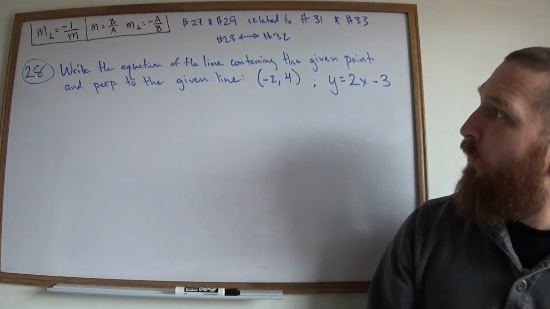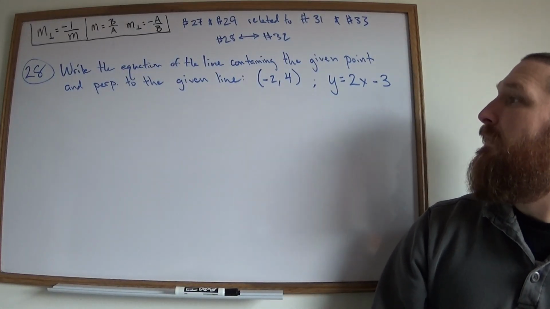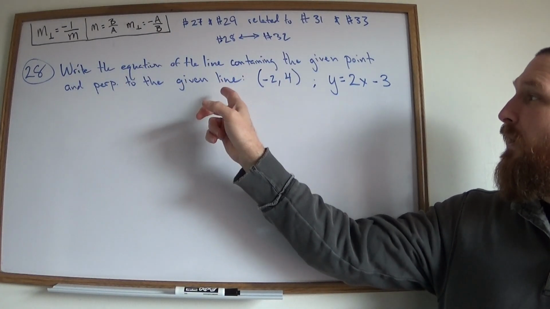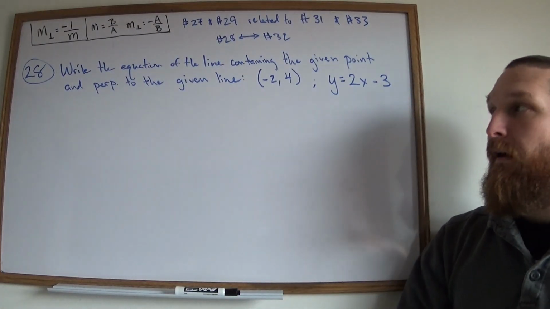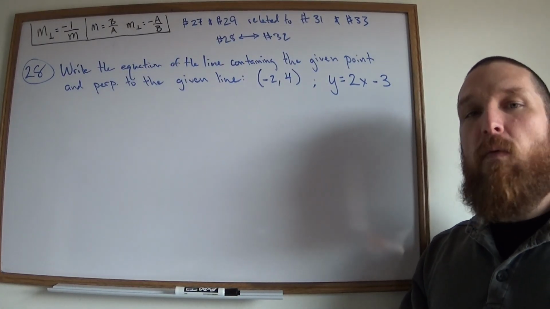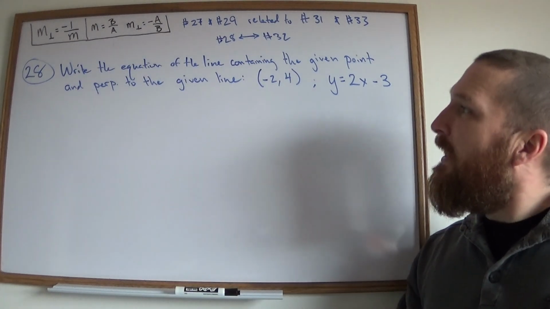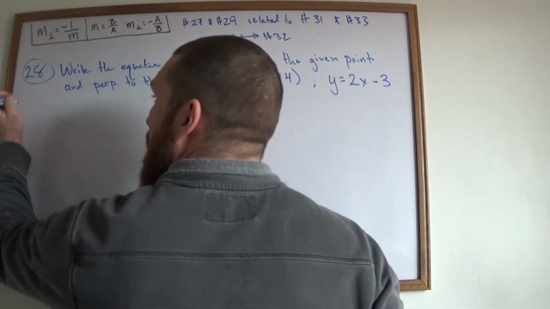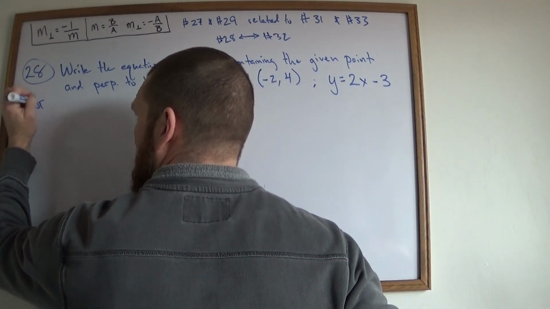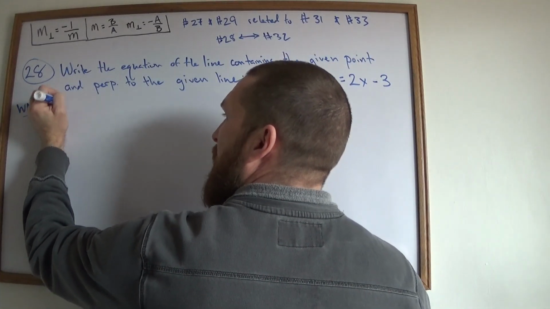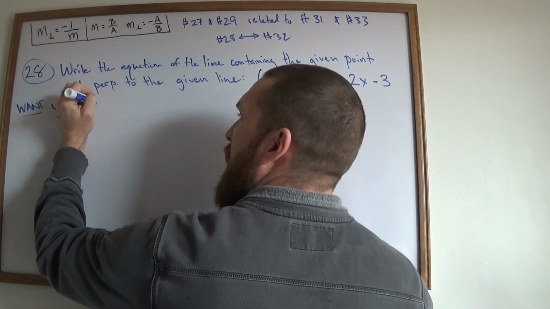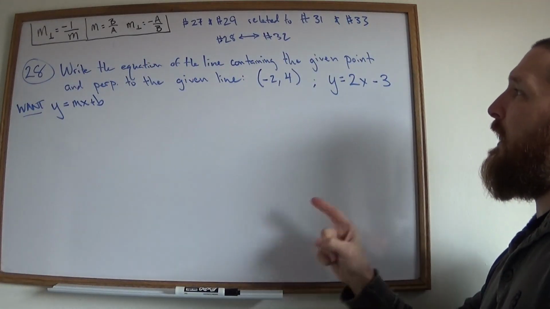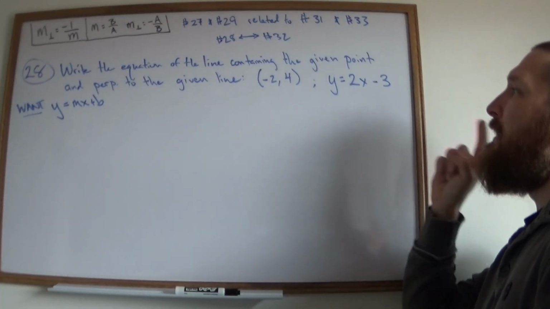So let's do it. Write the equation of the line containing the given point, that one, and perpendicular to the given line. So can you guess what I want you to start with? That's right. Write the equation of the line. Well, let's identify what we want. It says write the equation of the line, so I'm going to write this down. What we want, our goal, is to come up with some y equals mx plus b. Now, what's the information that they gave us here? Write the equation of the line containing the given point and perpendicular to this line.